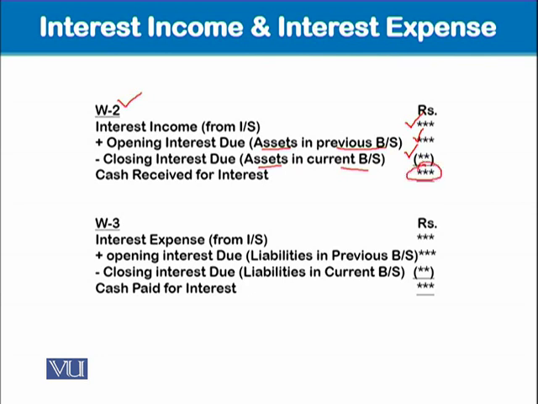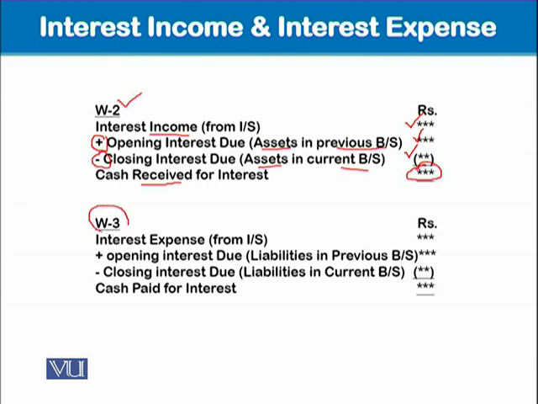What we are doing over here is a reverse working of what we did while working out interest income under the accrual basis. Okay, there we were working from cash received towards interest income. Now we are working from interest income towards the cash received figure. So this opening due will be added here and closing due will be subtracted here. It's just a mathematical equation rule that you will apply here.